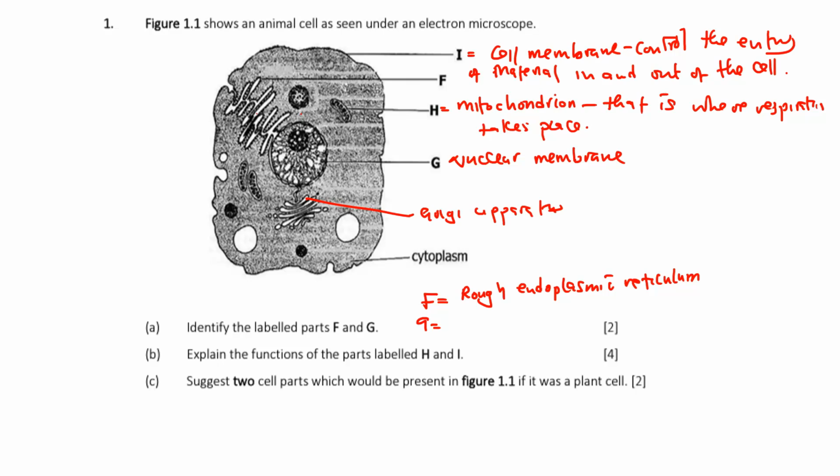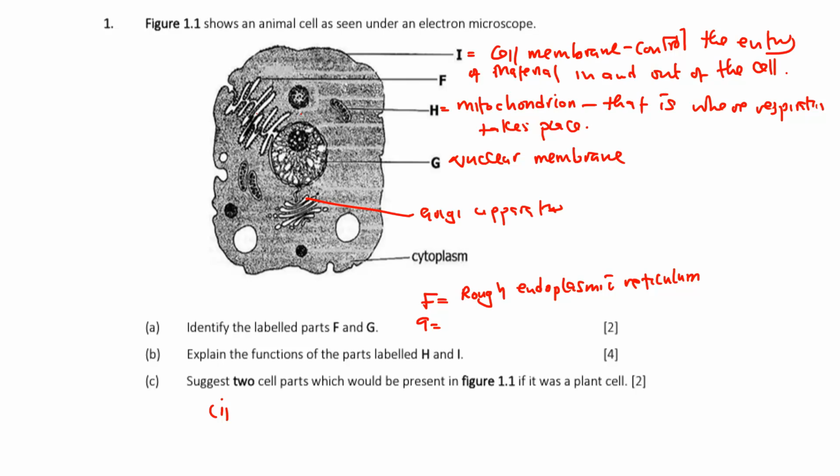Suggest two cell parts which would be present if it was a plant cell. And I'm sure by now you know the differences between the animal and the plant cell in terms of their parts and their shapes. So, suggest two cell parts which could be present in figure 1.1 if it was the plant cell.